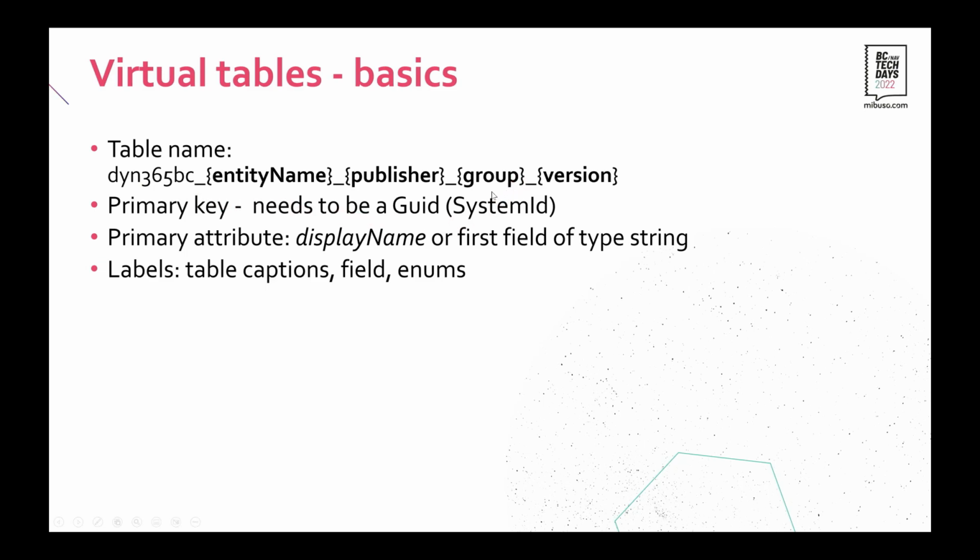Then there are some requirements that are coming from Dataverse. One of the requirements is that your key needs to be a GUID. It's a hard requirement for Dataverse, so for that, we have already converted our API pages v2 to use the system ID everywhere. And then in Dataverse, you also have the concept of a primary attribute. This is the attribute actually seen in various places like lookups. We choose the display name if it's provided on the API pages, or otherwise the first string attribute. Then we also support labels, so translations, and the translations are available on your captions of the tables, the fields, and the enums, so you can also utilize that in your apps.